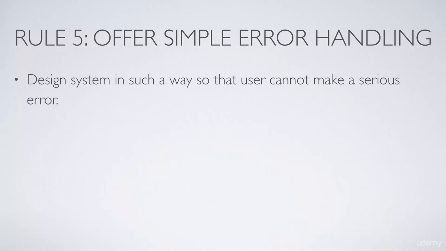Let's move on to rule number 5, which states offer simple error handling. Design a system in such a way so that the user cannot make a serious error. So while making an application, you do need to know what all things could go wrong and what all errors could occur when the user uses this app. And once you know these errors, you need to know certain methods to avoid these kinds of errors, and then you need to implement that mechanism in your application so that the user would not be able to make any serious mistake or error while using your application.